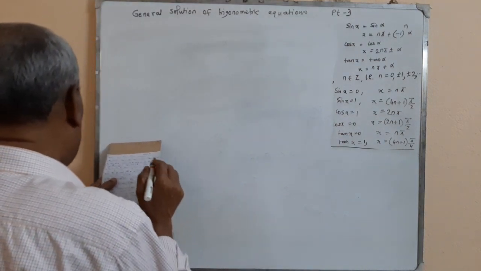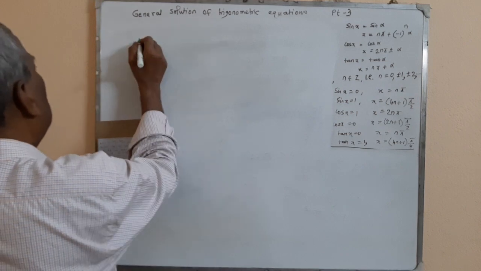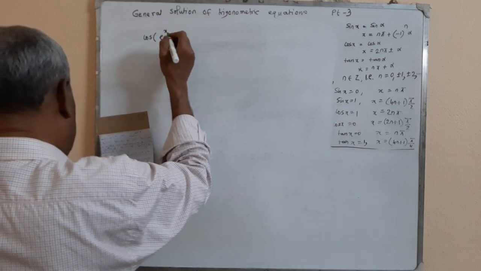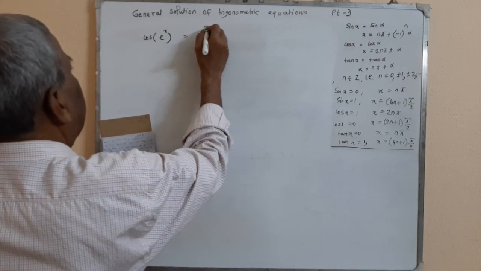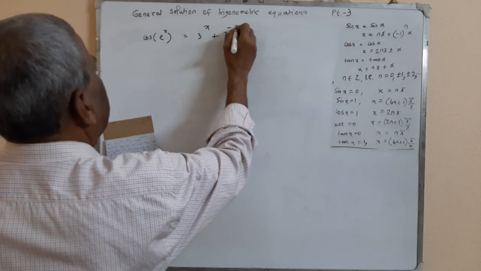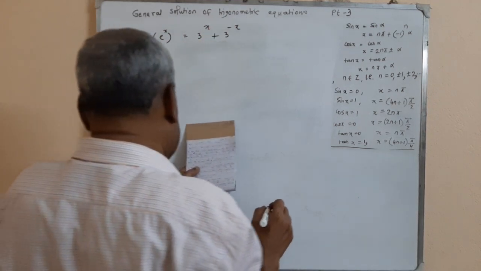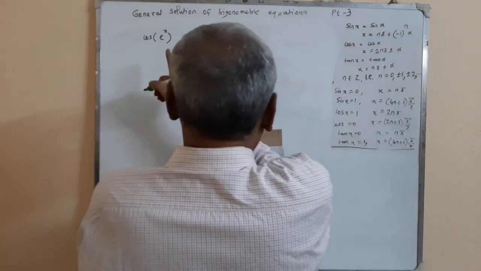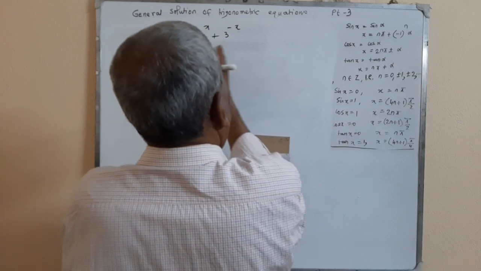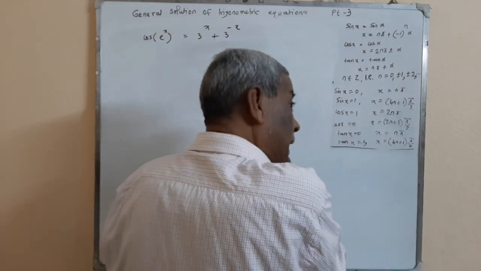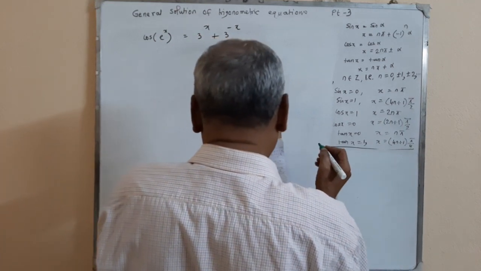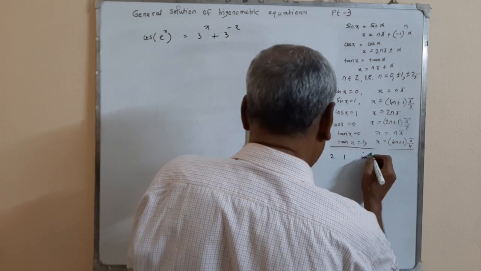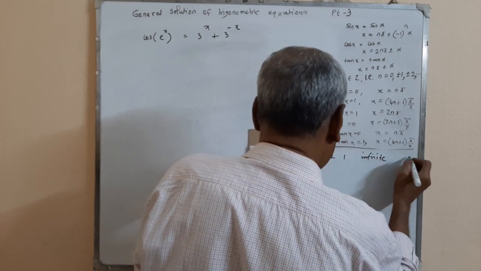Next problem: the number of real solutions of cos(e^x) = 3^x + 3^(−x). The question is the number of real solutions of this equation, not where they are. Options are 2, 1, infinite, and 0.